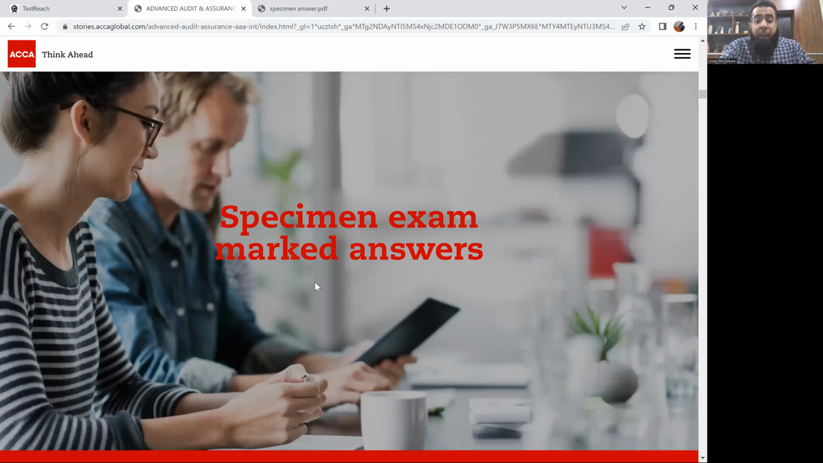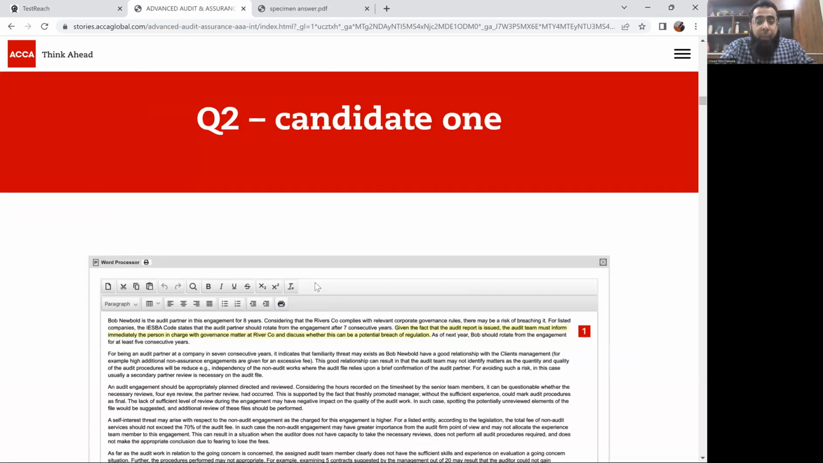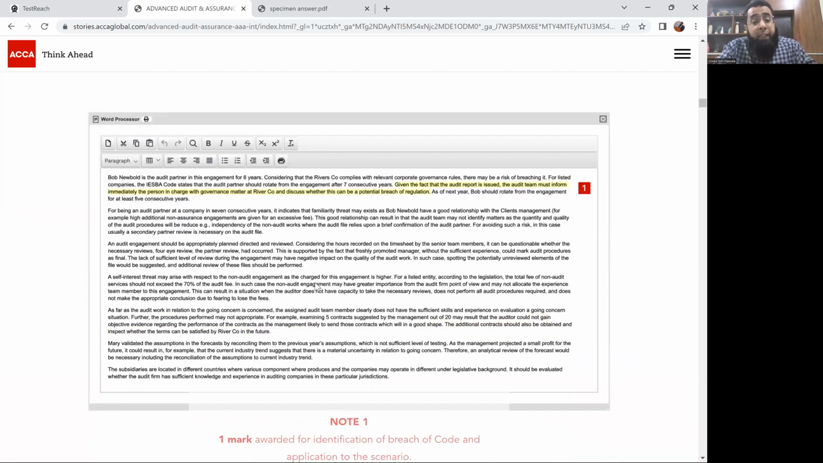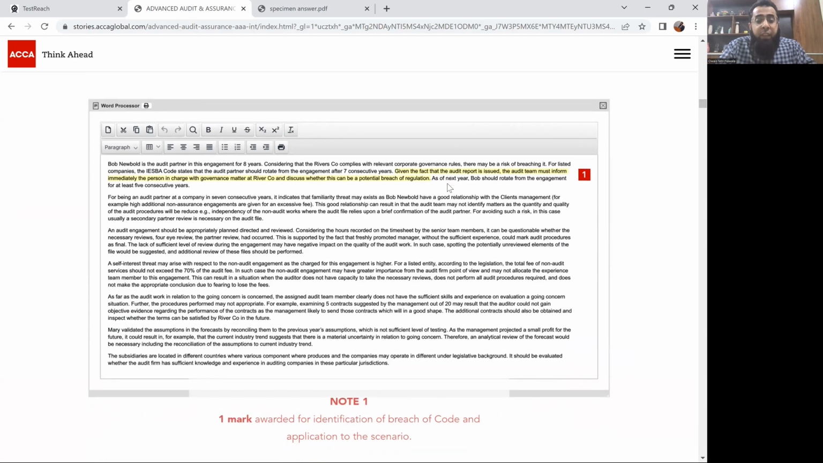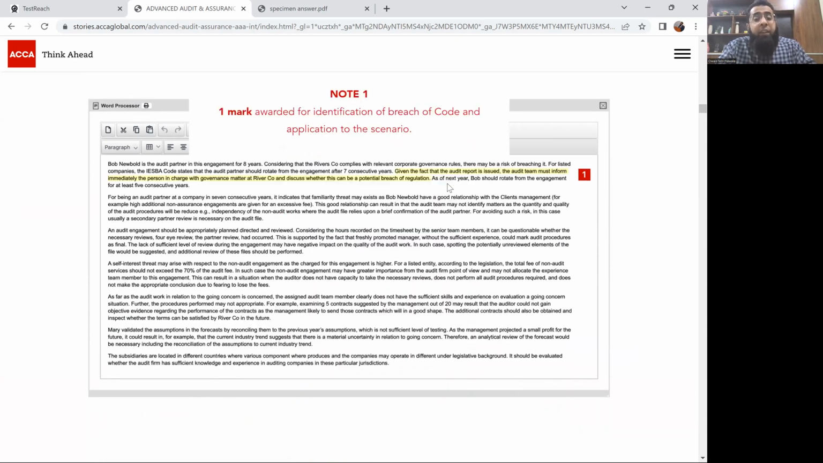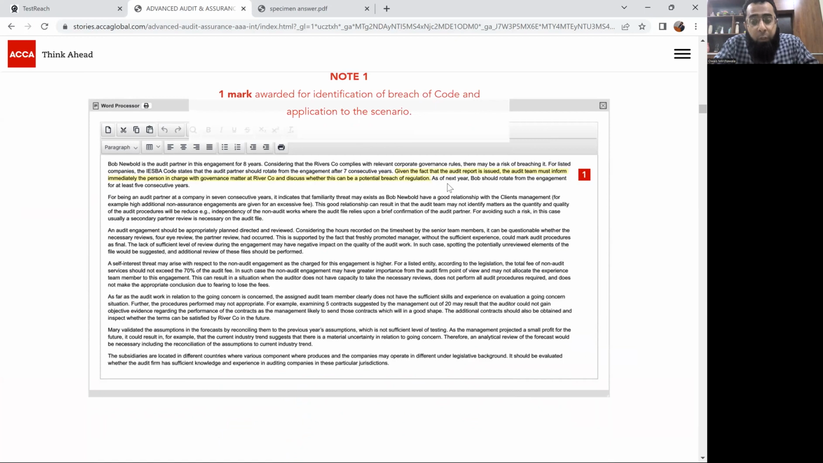Now, this is the specimen exam answer marked by the examiner, the answer of candidate 1. For every point, the examiner has highlighted it and given notes on how he has given marks for each of the points. What we'll do is a quick review of the question first, and then we'll read the answers so that you can pick up the points.